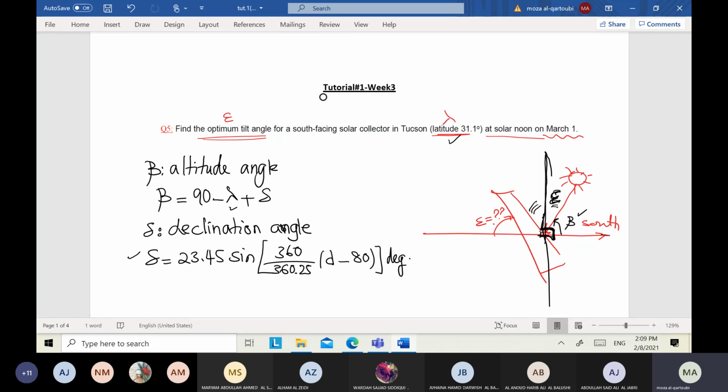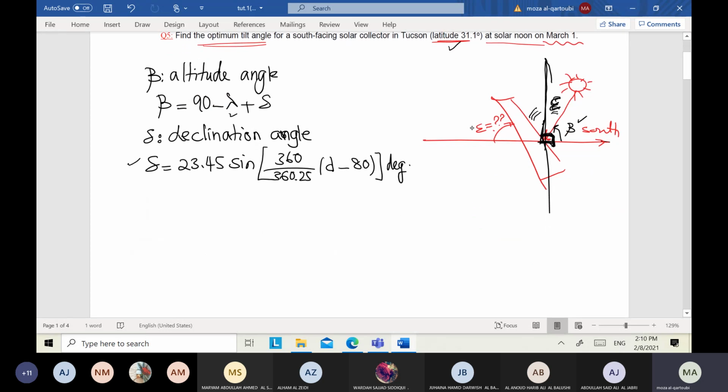So if we have beta and we know this angle equals 90, epsilon will be 90 minus epsilon. Sorry. Epsilon will be 90 minus beta. Okay? 90 minus beta. Clear?